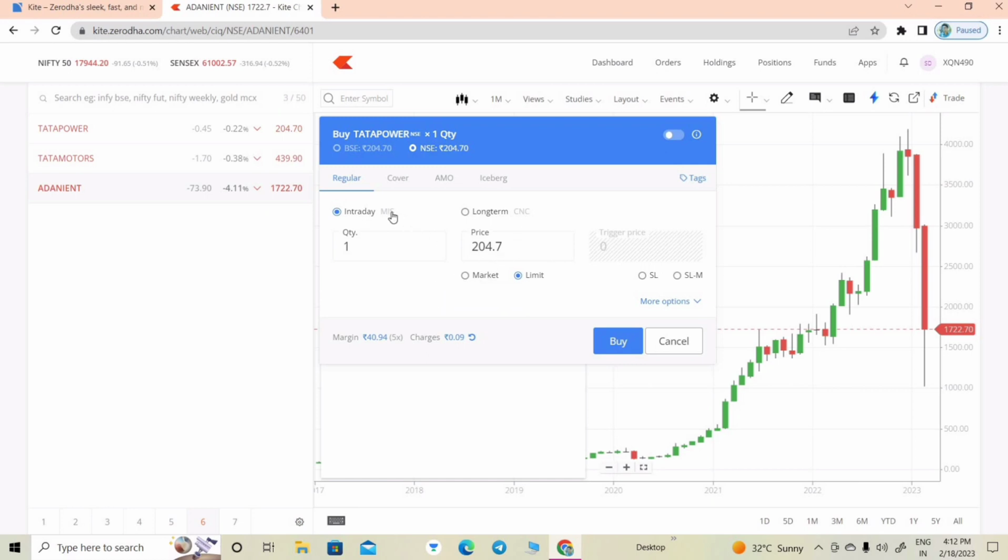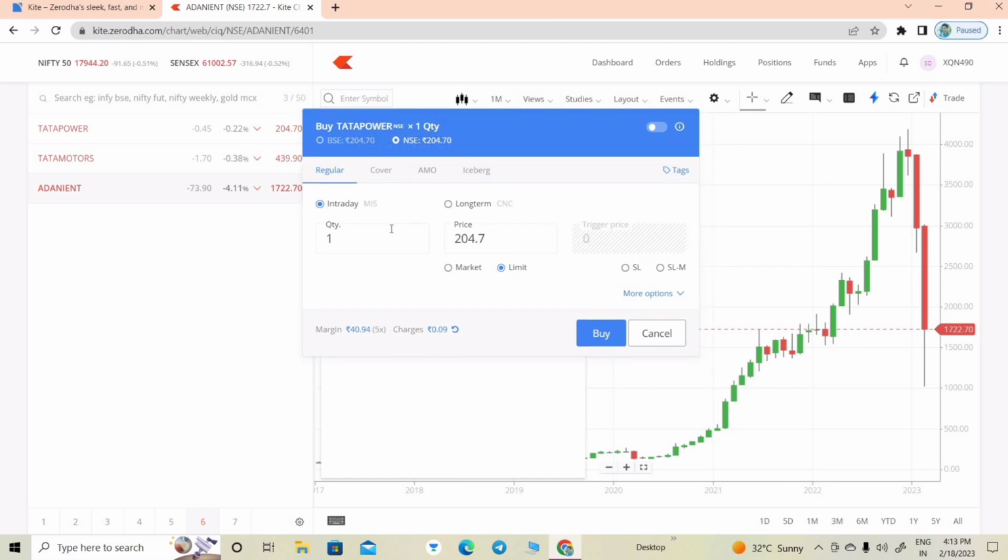That is the difference between the long time and intraday. We can see the margin here is 40.94. That is, we get a 5x leverage from the Zerodha application. Based on the application and the stock, the leverage amount can change. So for buying 1 unit of Tata Power, we only require 40.94 amount, and the rest is coming from your Zerodha. That is the leverage amount we can use for buying and selling.